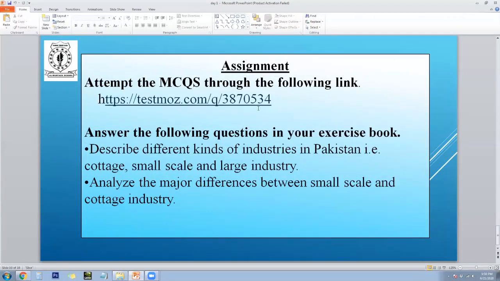Now, this is the assignment. The first part is about solving the MCQs through the test mods. The link has been given to you. Try to solve these MCQs. And number 2 is the exercise book work. The first question is to describe the different kinds of industries in Pakistan, that is cottage, small scale and large scale industry. And the second question is to analyze the major differences between small scale and cottage industry.